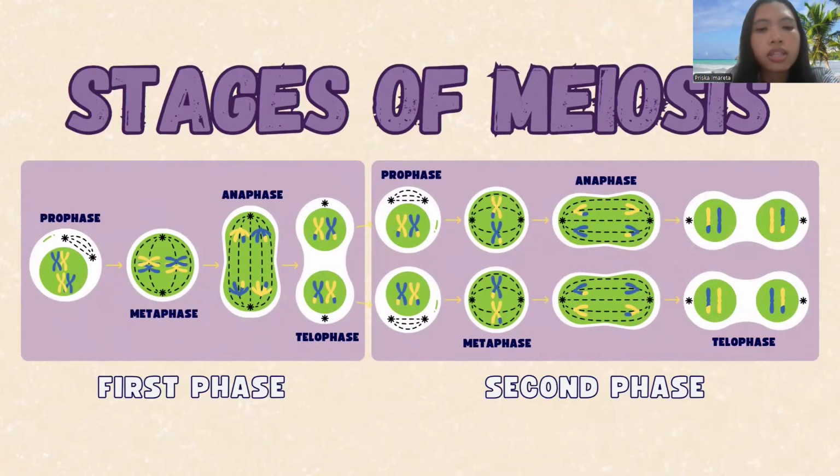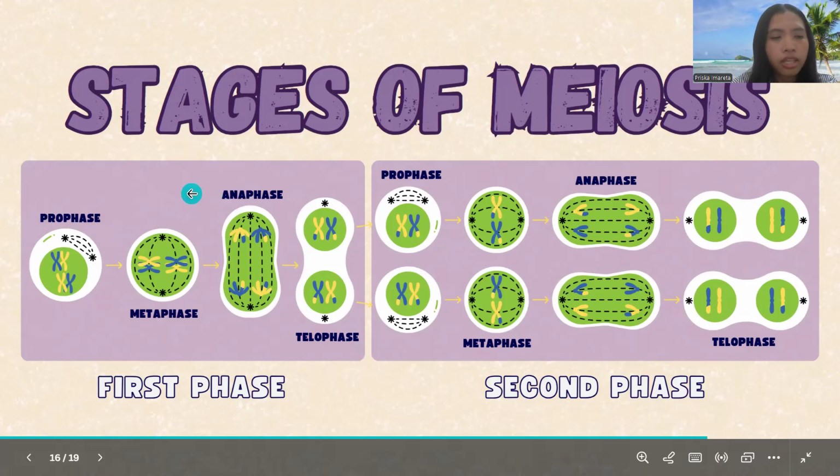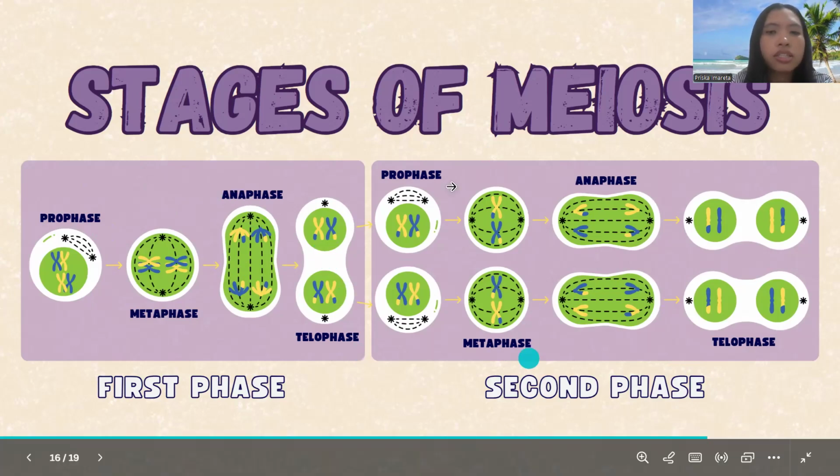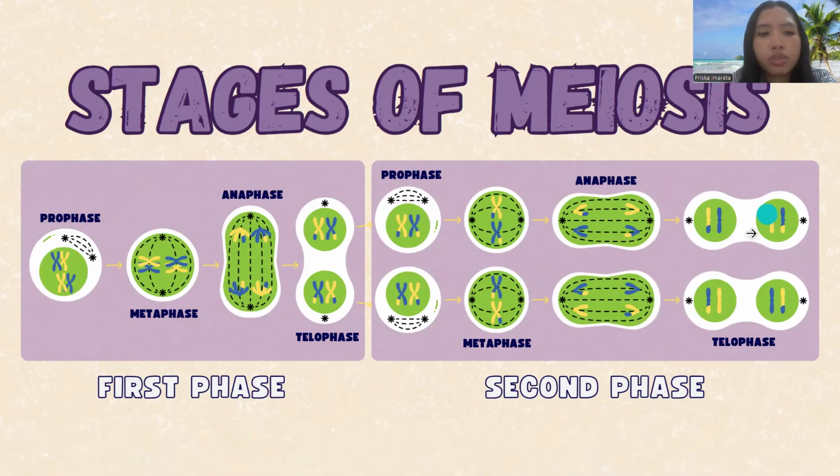Now, meiosis is divided into two stages, the first phase and the second phase. In the first phase, there is prophase 1, metaphase 1, anaphase 1, and telophase 1. Likewise, in the second phase, there is prophase 2, metaphase 2, anaphase 2, and telophase 2. And as you might think, this is the same as the mitotic division, which we have discussed.